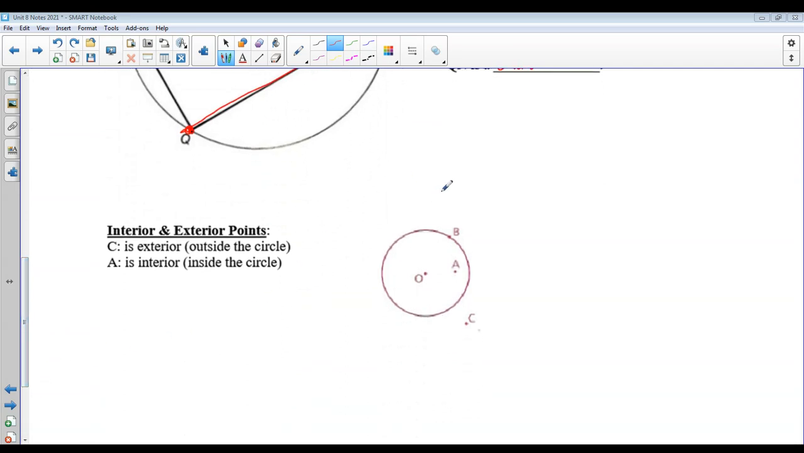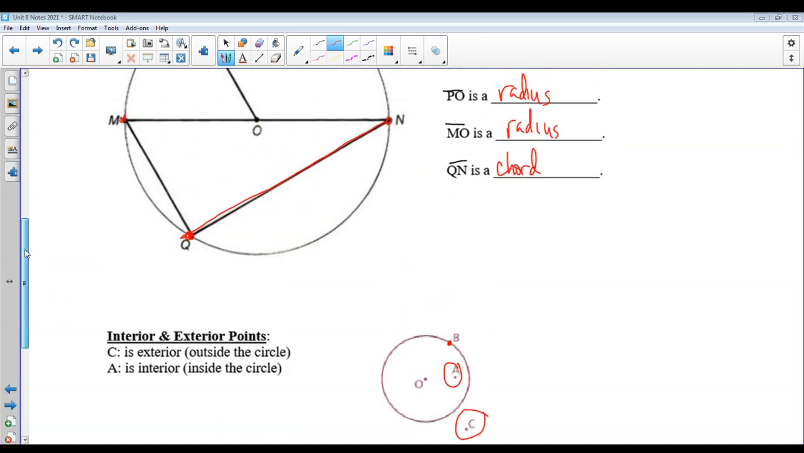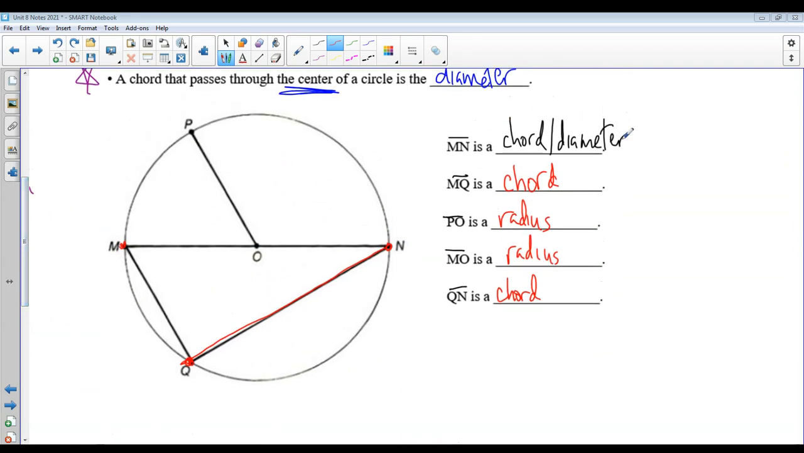This is not that much to it. Exterior is a point outside the circle. Interior is a point inside the circle. Point B is on the circle. That's not super important or super hard. This is what you need to focus on for today. Chord, radius, diameter. Pause if you need to. Next page.